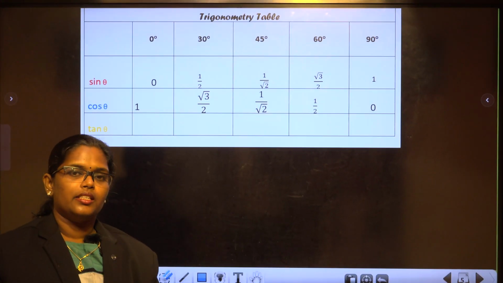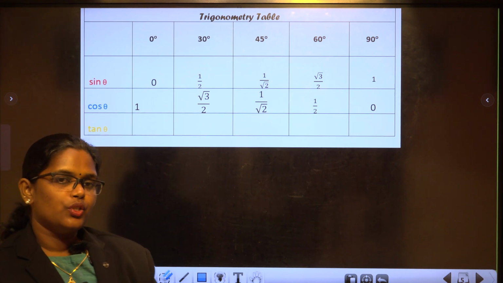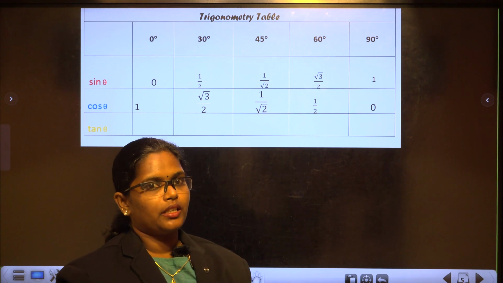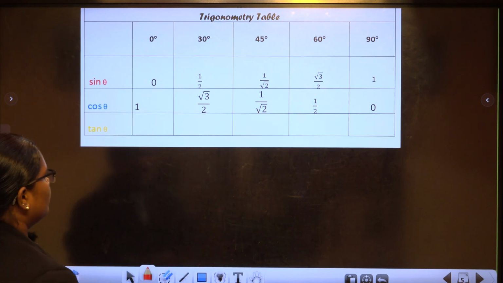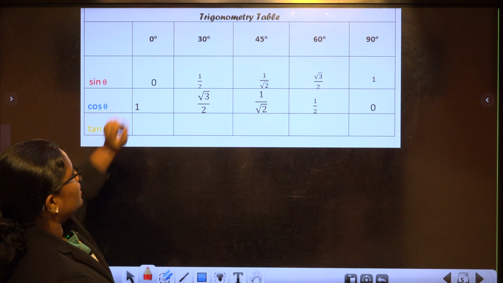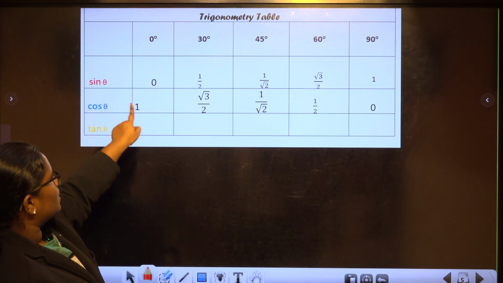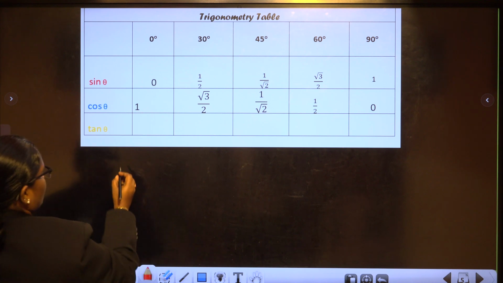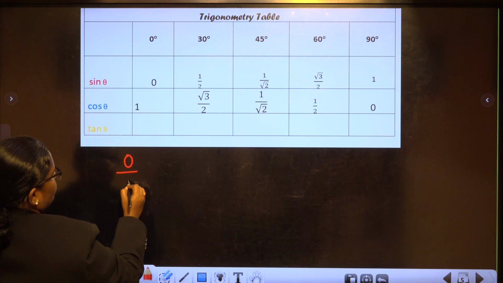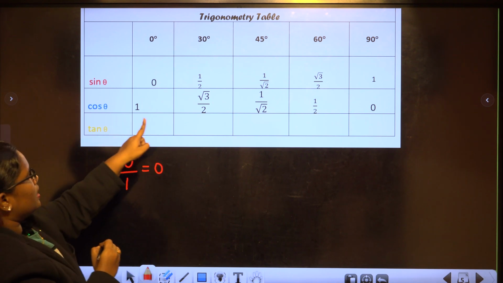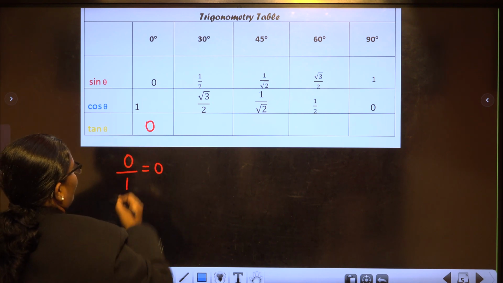To derive tan theta's value, we have to divide sine theta by cos theta for its respective angle. Let's take the angle 0. Sine 0 is 0 and cos 0 is 1. 0 divided by 1 will give you 0. So tan 0 is 0.